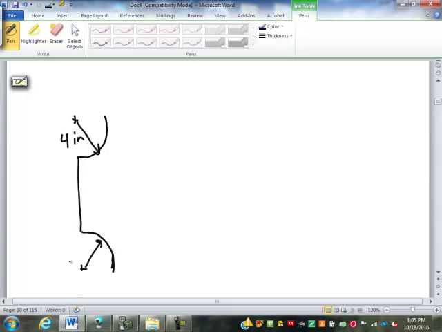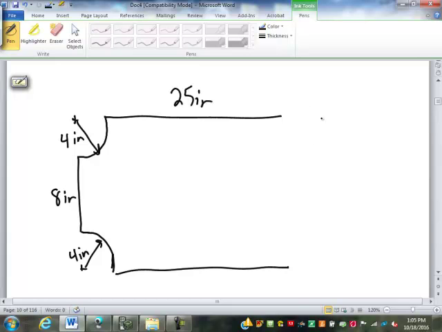Also, let's say that's 4 inches and 4 inches and 8 inches here. Let's call this 25 inches. And that's a half circle. There's the center. Find area and perimeter of that in your notes for me.